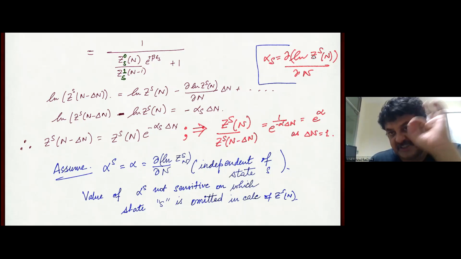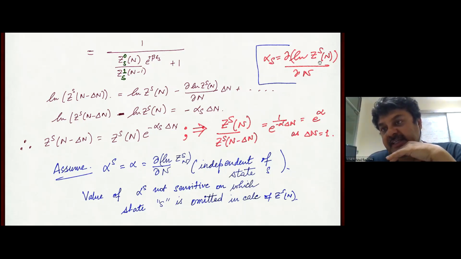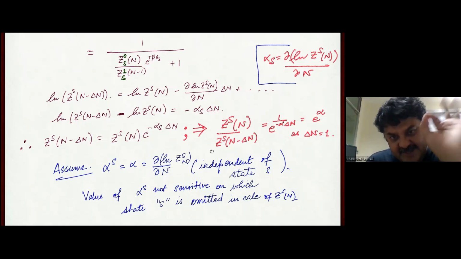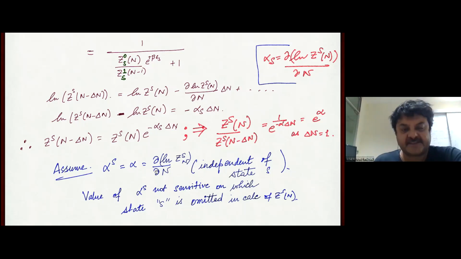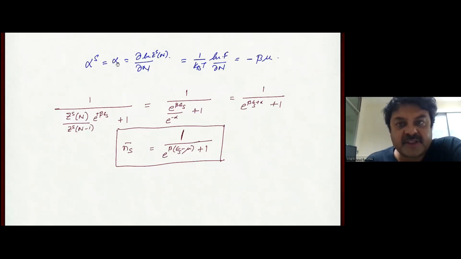Now, whether you leave out the second level or the fifth level or the tenth level, the approximate value of log Zs n will be very similar. When you take a derivative of this quantity with respect to n, the alpha s cannot critically depend upon which level you are leaving out. So what we're going to take is alpha s equal to alpha. That is true for any value of s. It does not critically depend upon which state or energy level s is omitted in the calculation of Zs n. And just to remind you, alpha can be related to minus beta mu, which is mu by kBT.